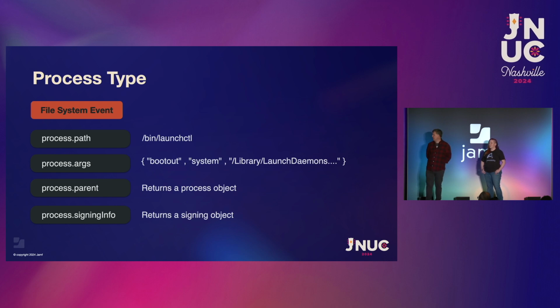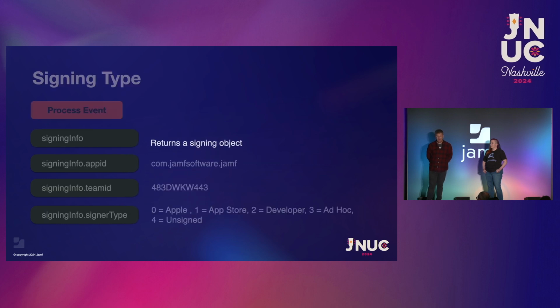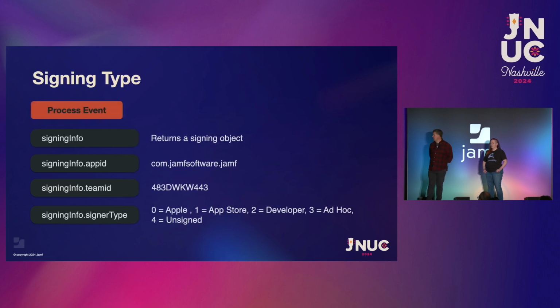And also, we get access to the parent process. So what parent process actually launched launchctl? So that returns another process for that parent, basically. Okay. And we also get information about whether the process was signed. So that returns another type called a signing type. And again, that gives you lots of good information about that process, was it signed? If it wasn't signed, that would obviously be a red flag.